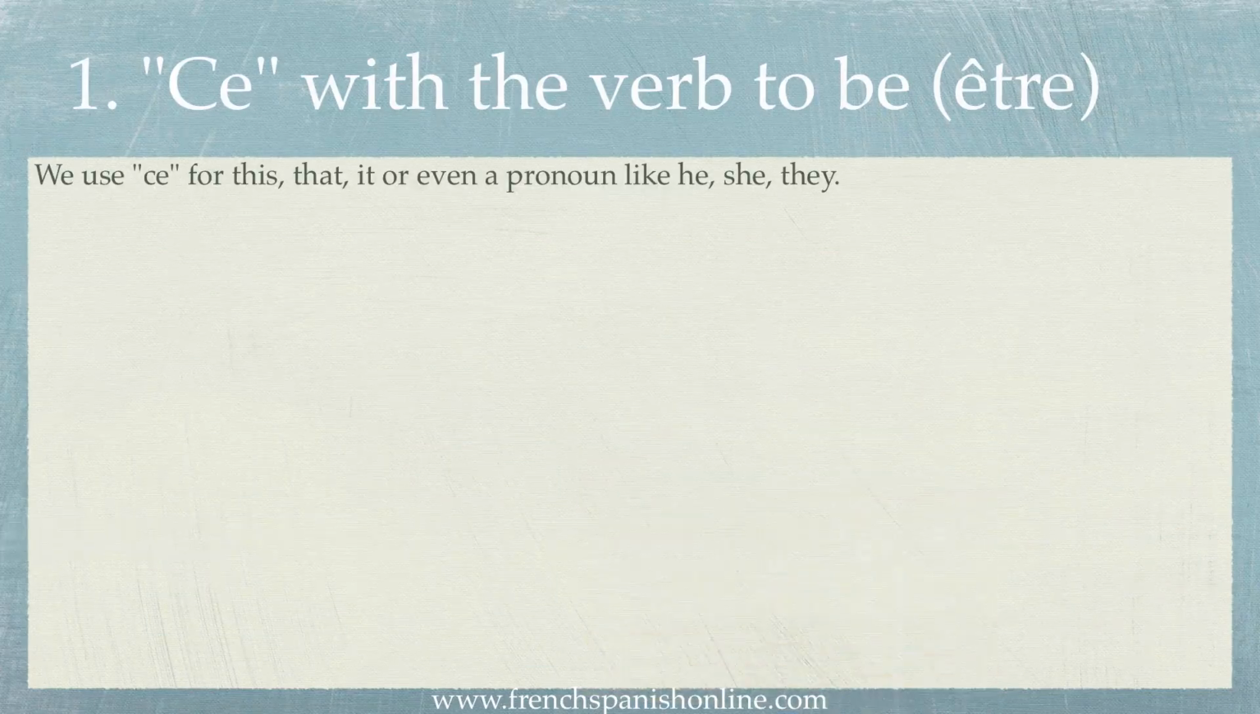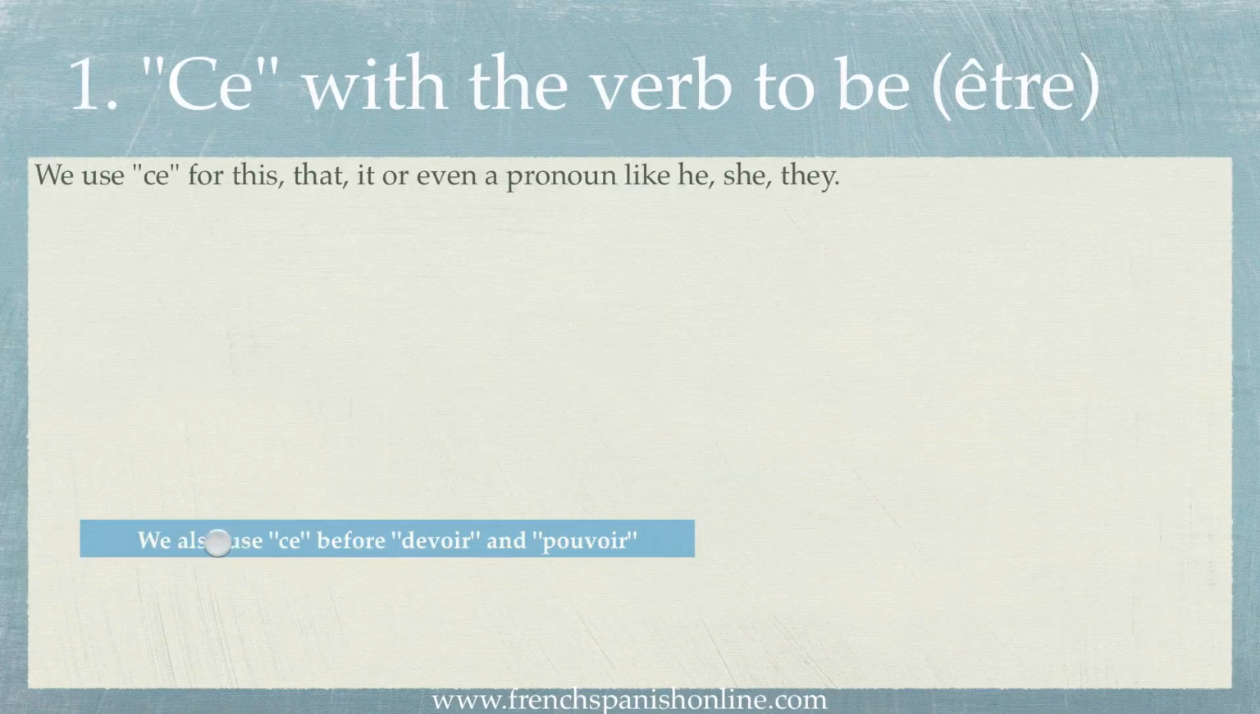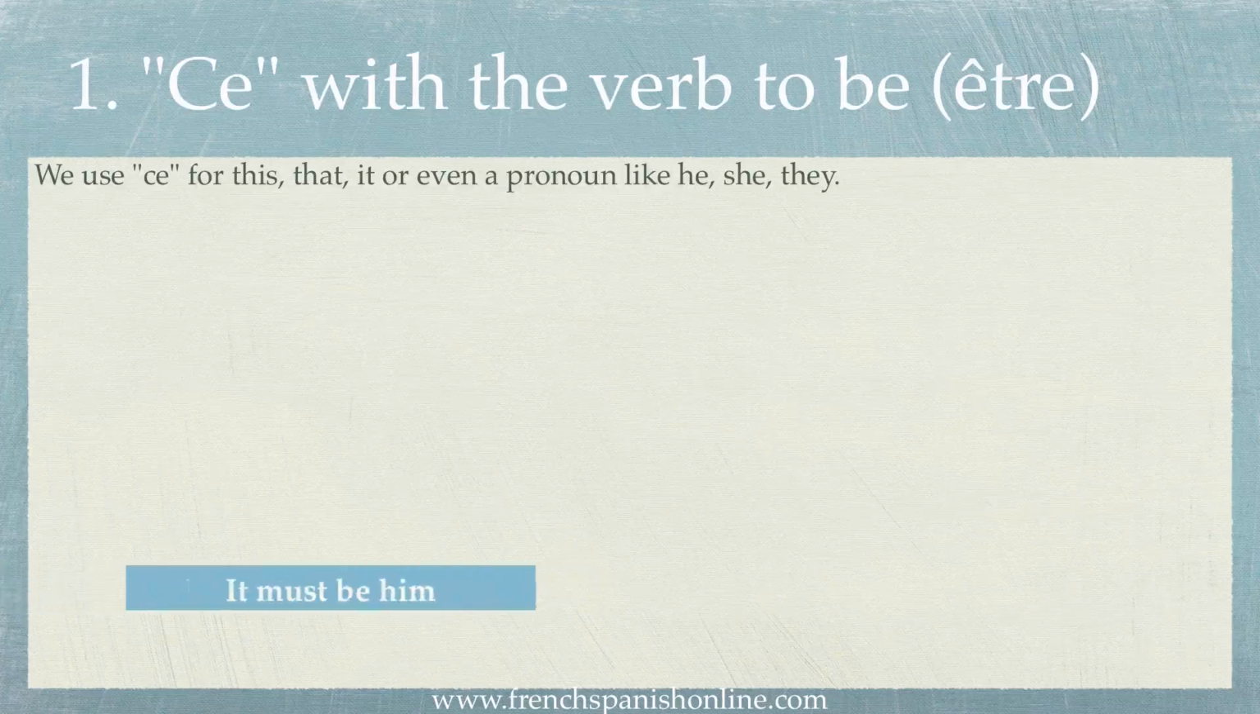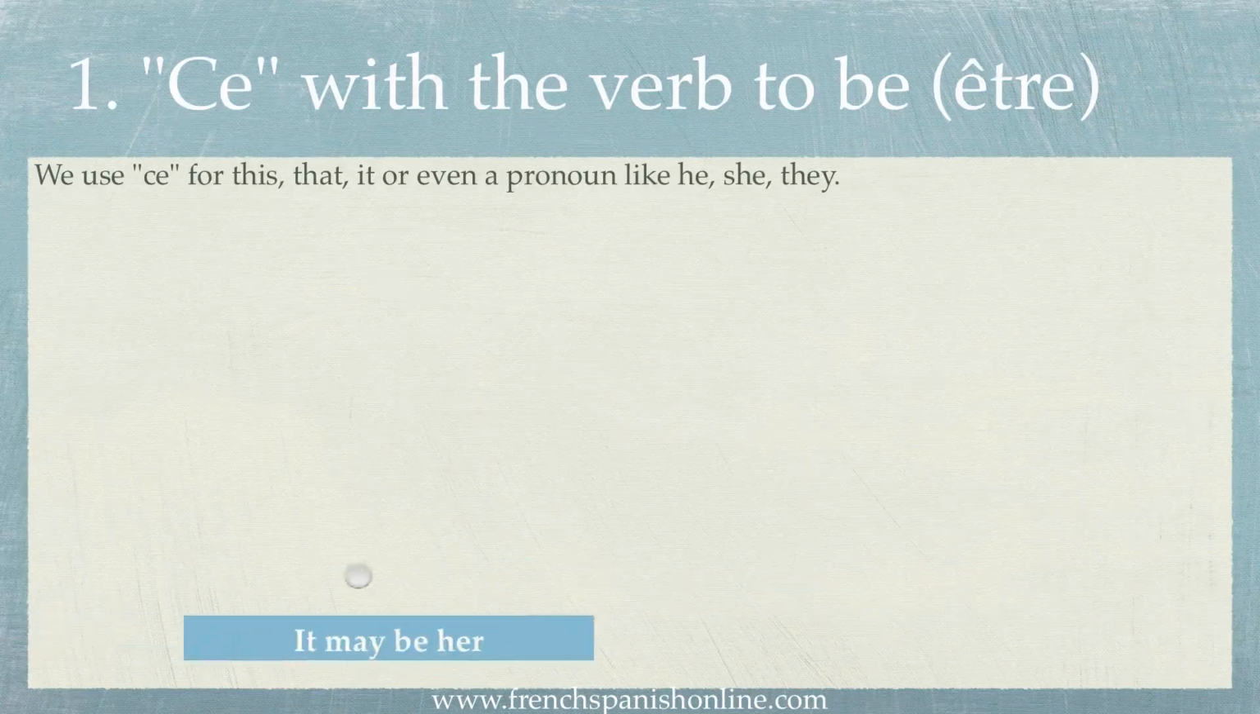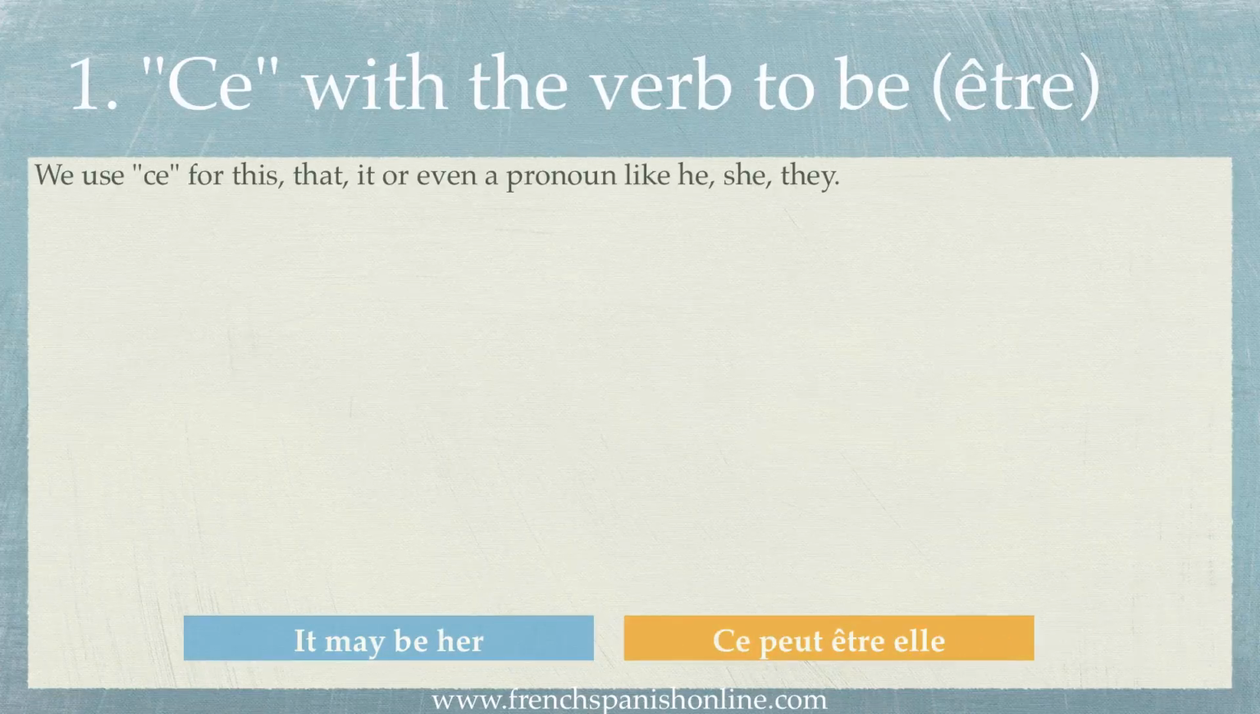Okay? So let's see now that we can also use ce before the verbs devoir, must, to have to, and pouvoir, can, may, etc. It must be him. To translate it must be him, we say ce doit être lui. So here we use the word ce. It may be her, the same thing, ce peut être elle.